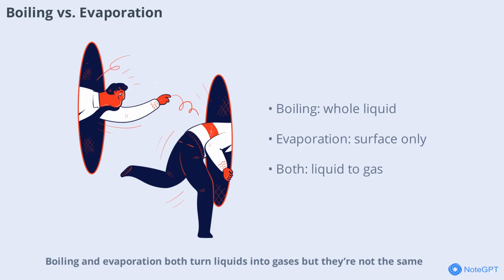Boiling and evaporation both turn liquids into gases, but they're not the same. Boiling happens at a specific temperature and throughout the liquid, like when water boils on the stove. Evaporation can happen at any temperature, usually just at the surface. Both are important ways matter changes state.